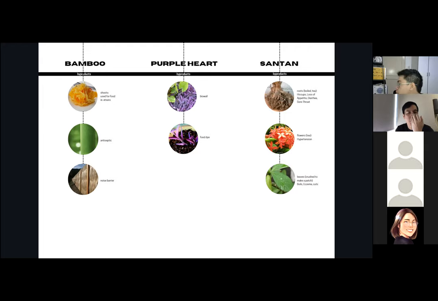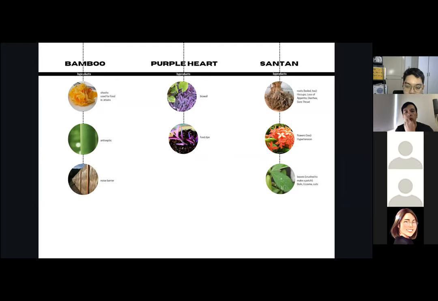So for the roots, you can see na pwede mo siyang kunin lang out of the plant and then cut it and then boil it or either make it as a tea. And then it is used to cure hiccups, loss of appetite, diarrhea, and sore throat.